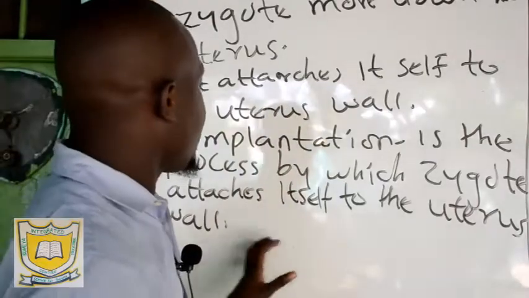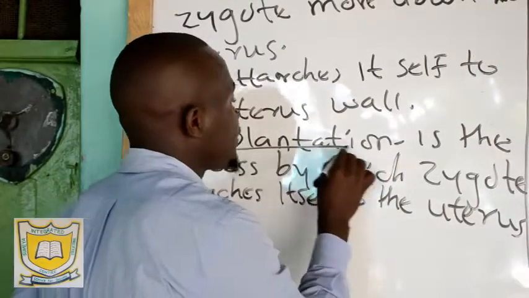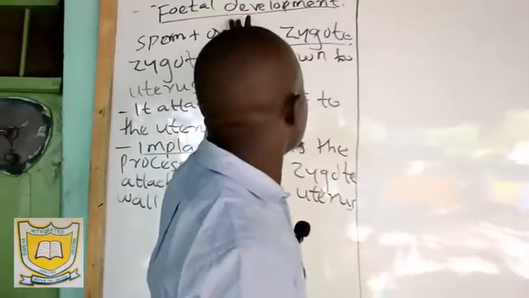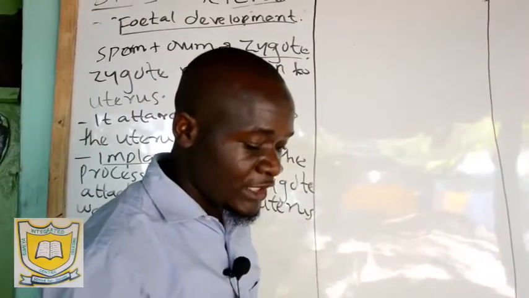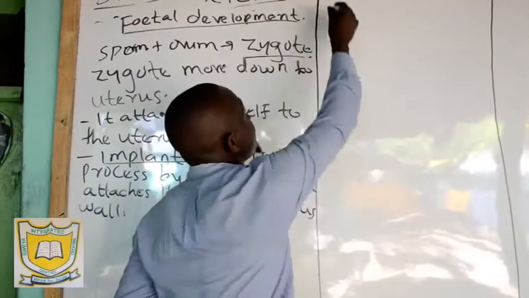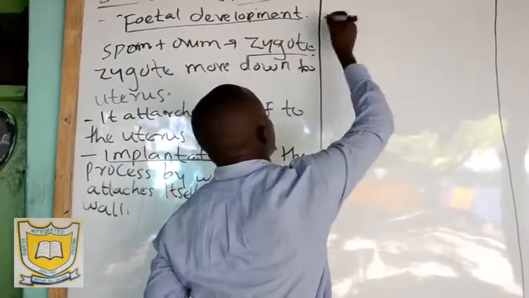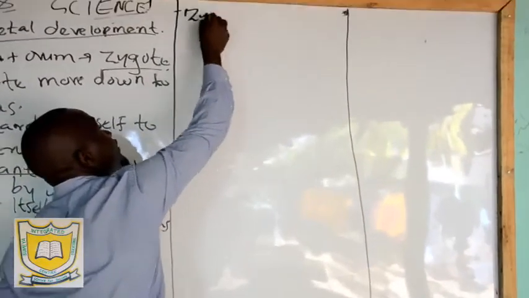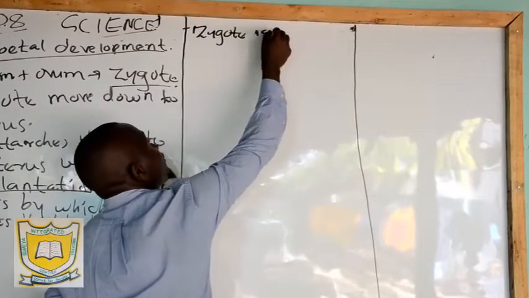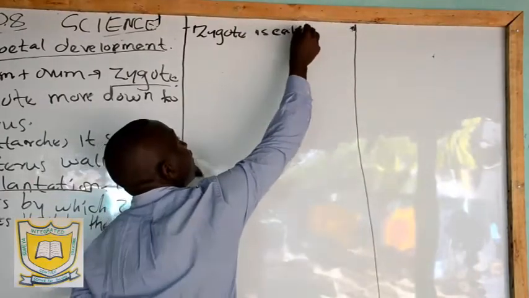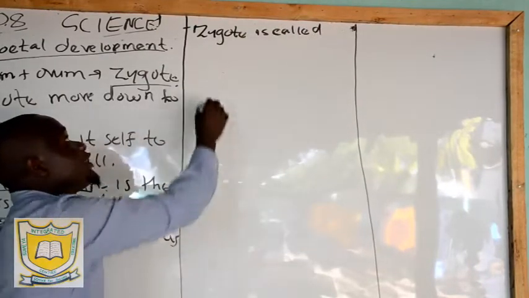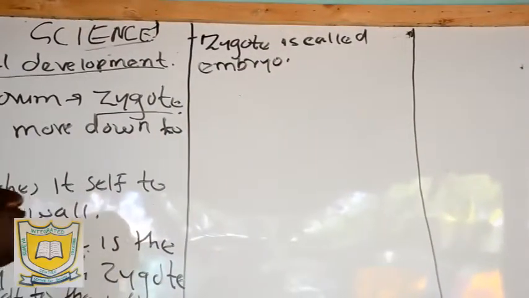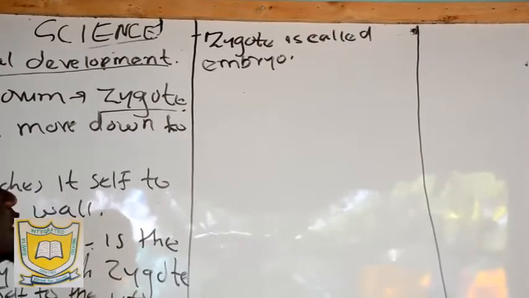Now, after understanding how implantation occurs during the last lesson, we are moving directly to fetal development. After implantation, the embryo now develops. After implantation, what is the zygote now called? The zygote is now called an embryo.